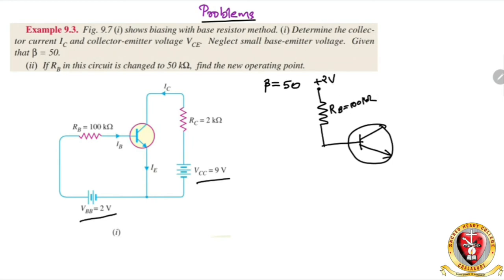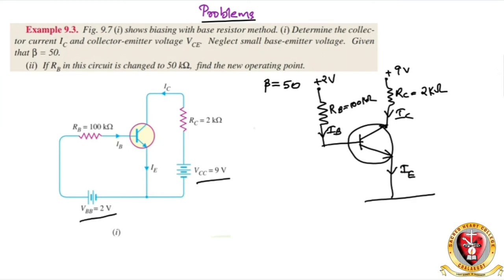So this is our power supply in the input. Now there is also a power supply in the output. So it is plus 9 volt and the resistance RC is equal to 2 kilo ohm. So here current IC is flowing through this. Here current IB is flowing. So this is our circuit. Here IE is flowing. So this is our base resistance. This is our circuit, so we redraw the circuit. Both these two circuits are equivalent.